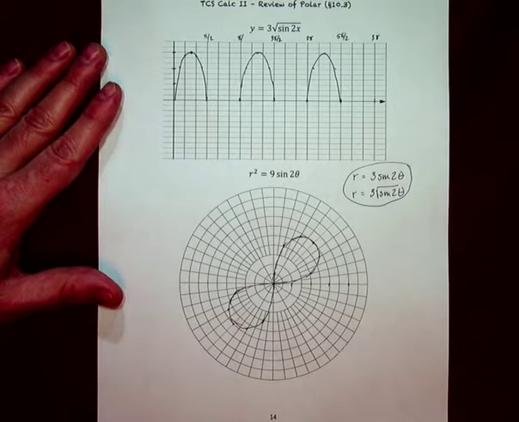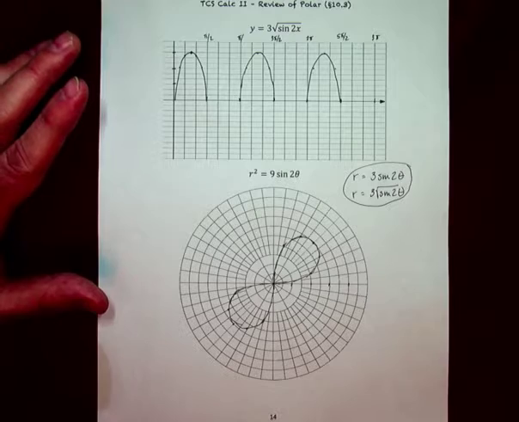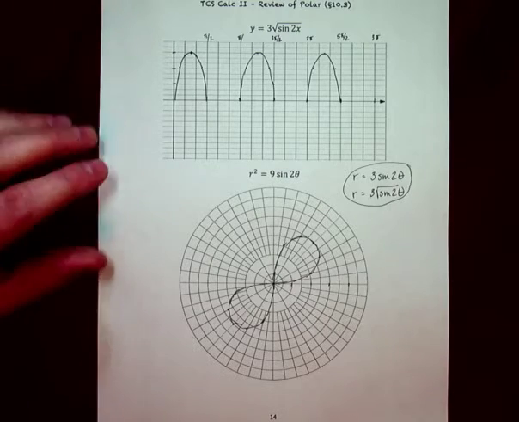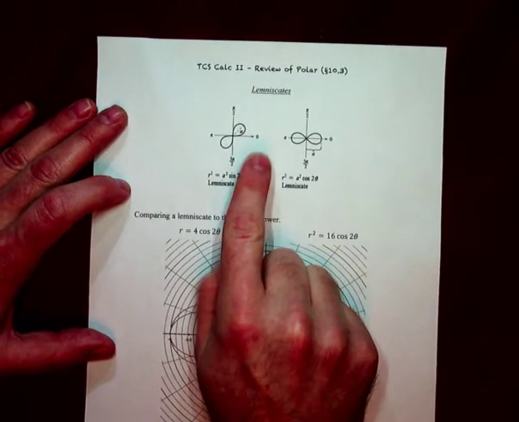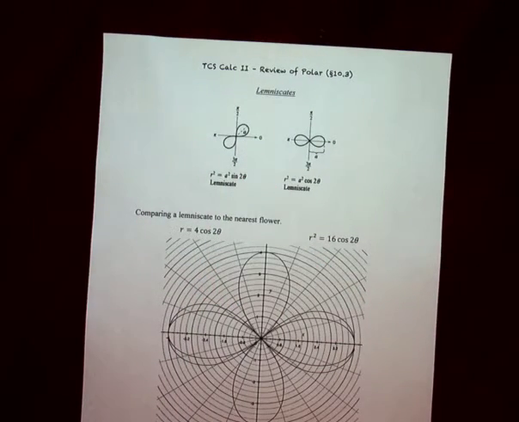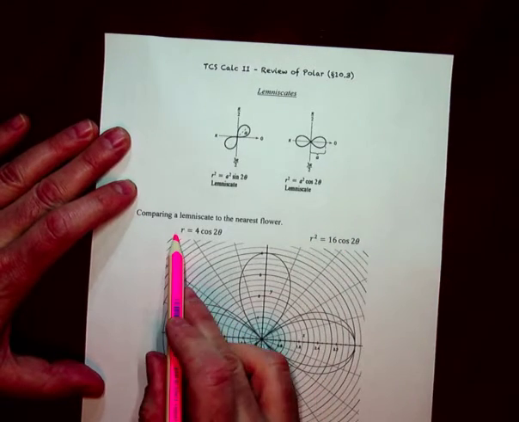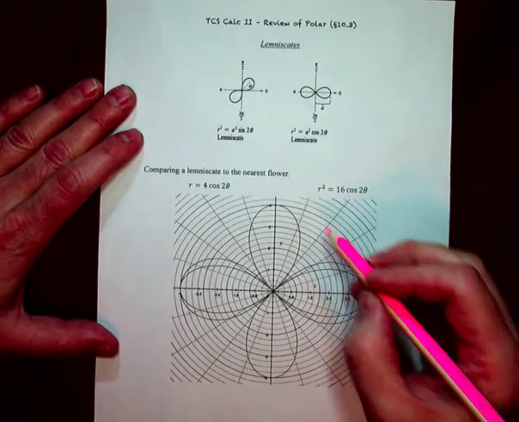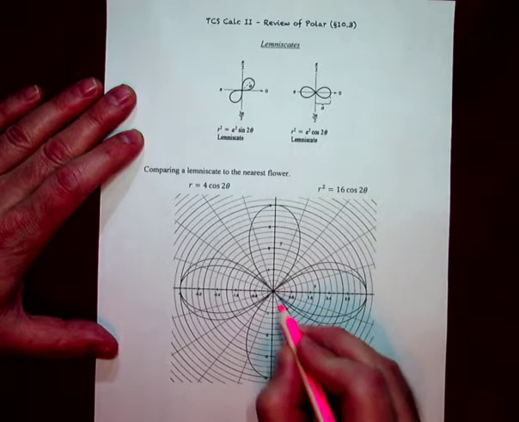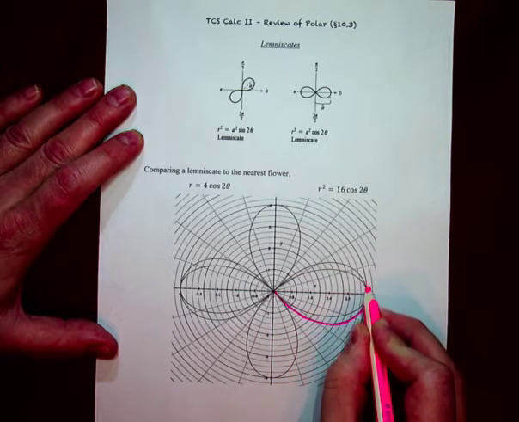Okay. Now, the whole relationship to the flower or the rose is like this. Again, you'll see something like this in your book, and that's all well and good. But what we really want is, basically, this is 4 cosine of 2 theta. That's the rose. This is the related lemniscate. And the related lemniscate is this fatter portion right here, right?